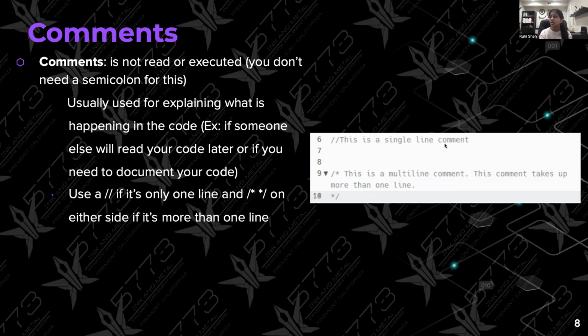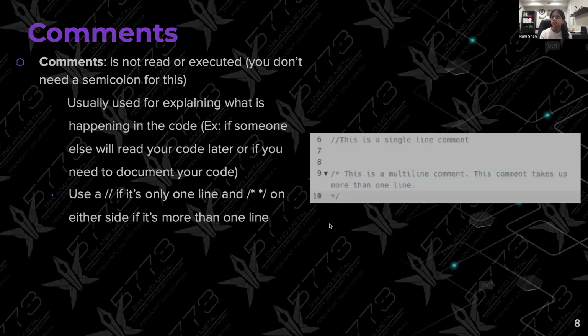If it's a single line comment like this, then you just put a double slash in the beginning of it. And if it's a multiple line comment, where you want to comment out multiple lines of code, you put a slash asterisk at the beginning of the code, and then you put an asterisk slash at the end of the code that you want to comment out.